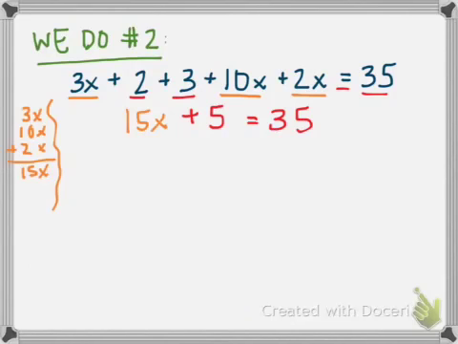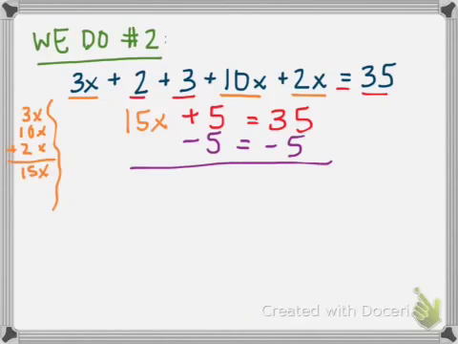So now I have 15x plus 5 equals 35. So step 2 is to get rid of the constant using inverse operations. So I either add or subtract. So here I see it's plus 5. I know the inverse of adding 5 is subtracting 5. So I'll subtract 5 from both sides.